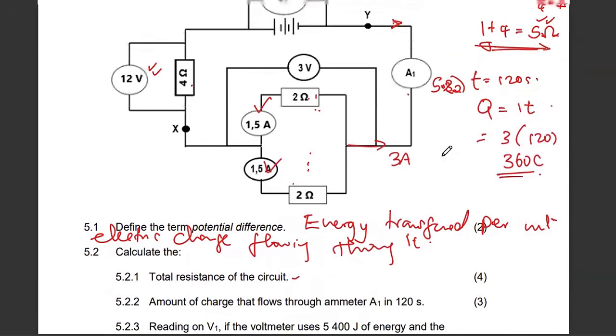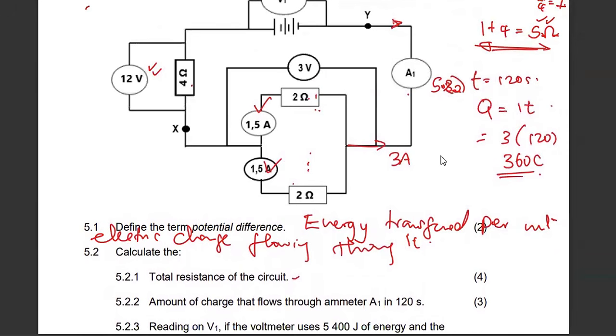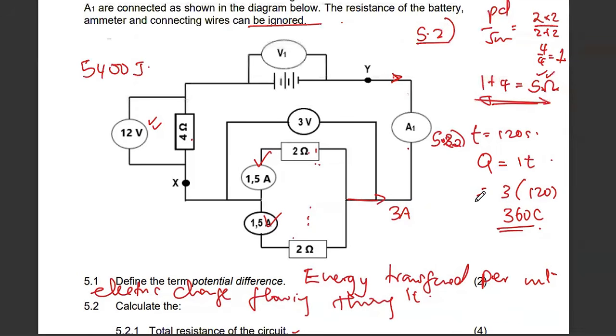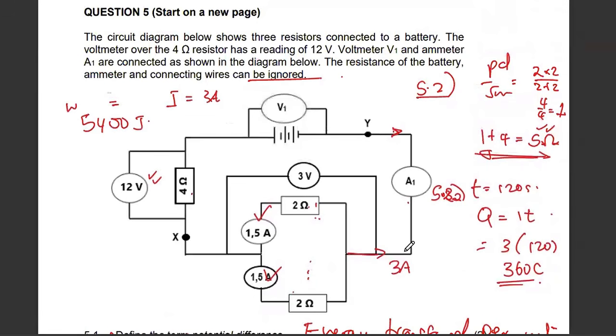All right, and then 5.2.3. They are telling us that the reading V1 of the voltmeter uses 5.4 joules of energy, and the same amount of current calculated in 5.2.2 flows through it. So if this is our energy, and the current is also 3 amps, what does the question want? Calculate the reading on V1. In other words, we need the voltmeter reading.